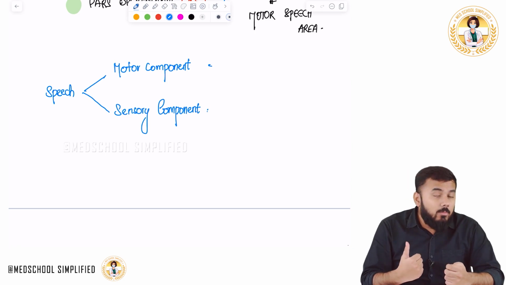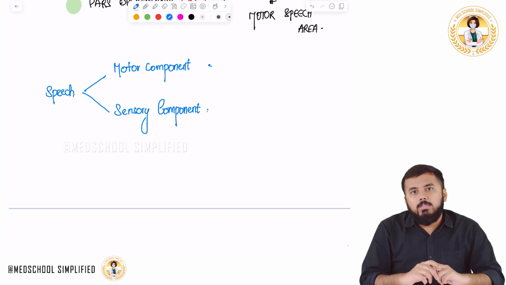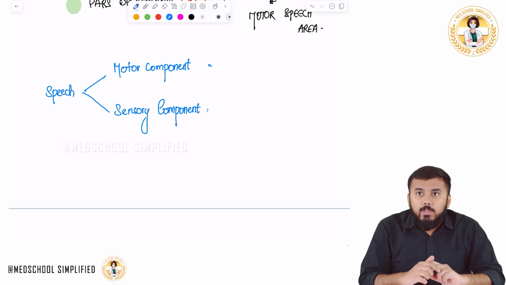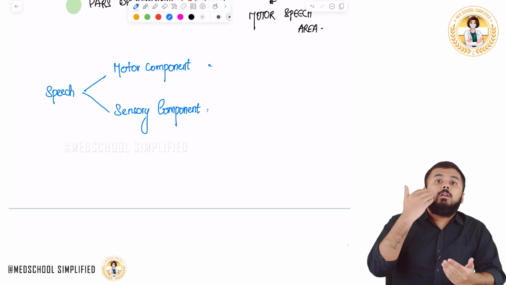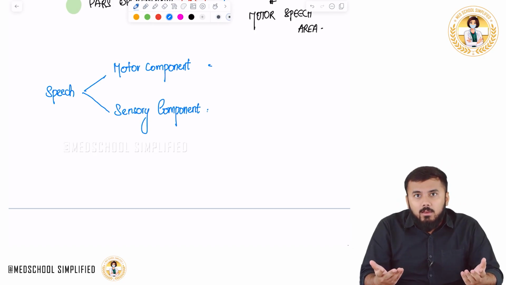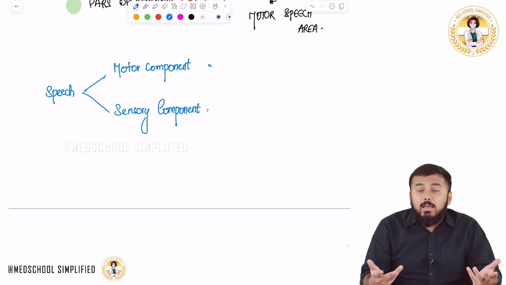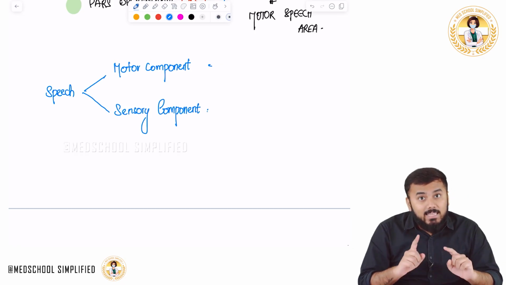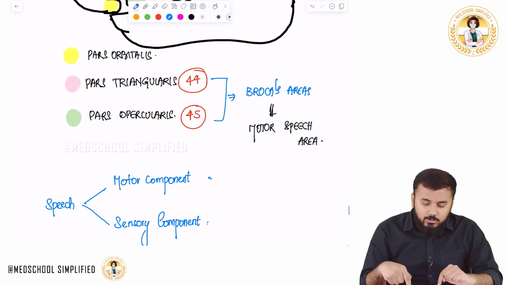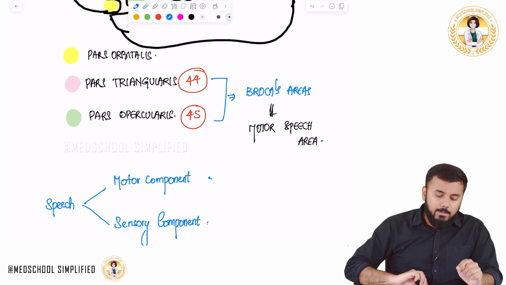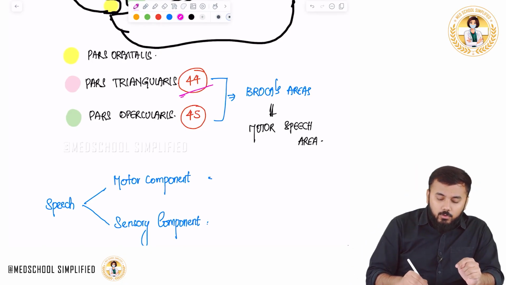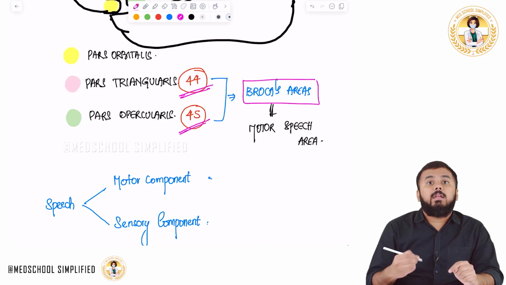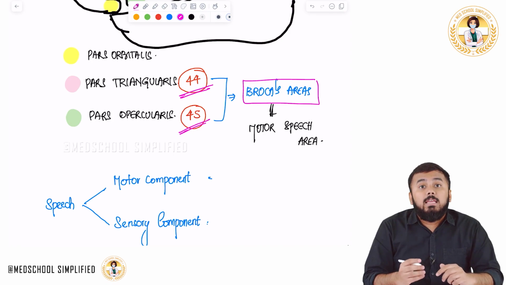Now, if my sensory component is working well and the motor component is damaged, you ask me, how are you doing today? I understood, but I cannot tell you whether I'm doing well or bad. Why? Because my motor component is damaged. And that motor component is nothing but your Broca's area. So in a patient, if area 44 and 45 are damaged, the patient will have a condition called Broca's aphasia.